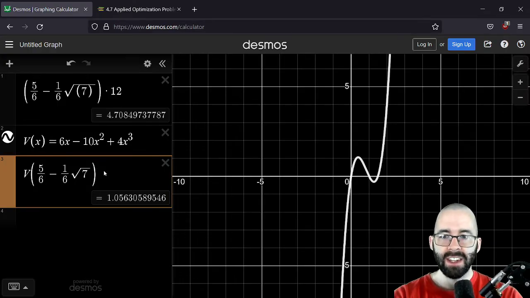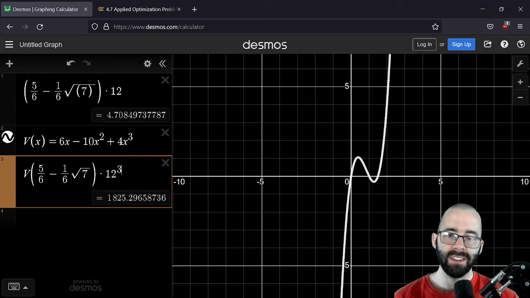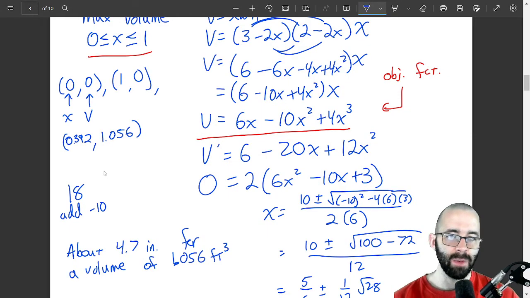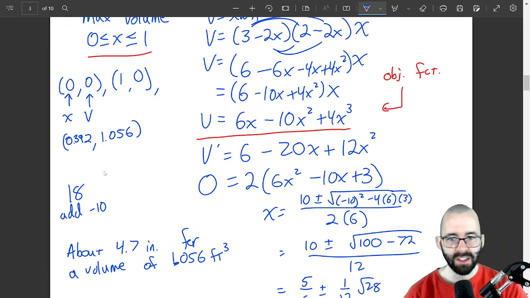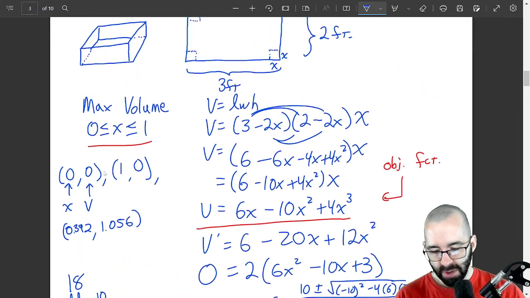So actually, this number would be pretty big if we did have everything in terms of inches. About 1,800 cubic inches. I think saying about 1 cubic foot is a little less precision, but it makes a little bit more sense, I think. Let's make sure we've answered the problem.